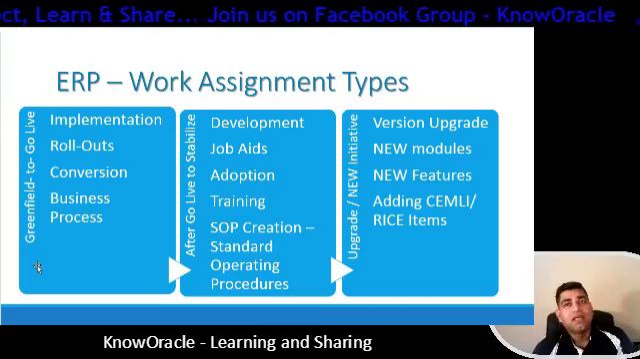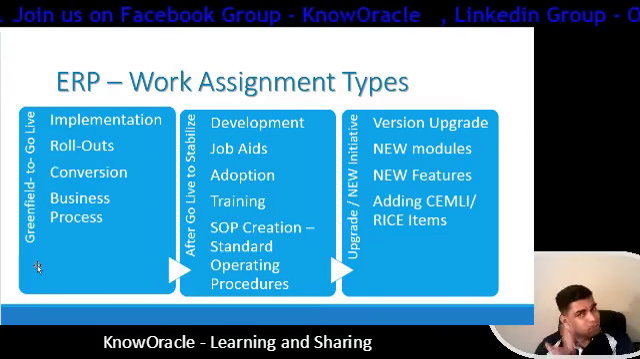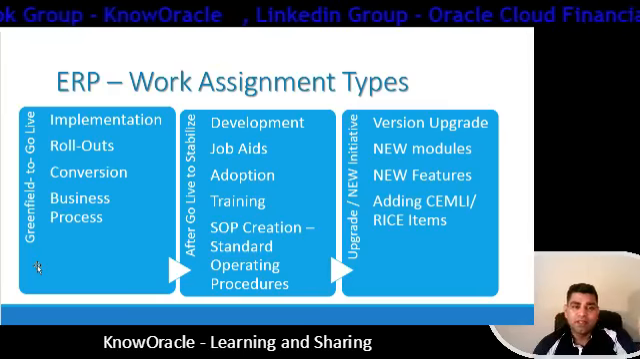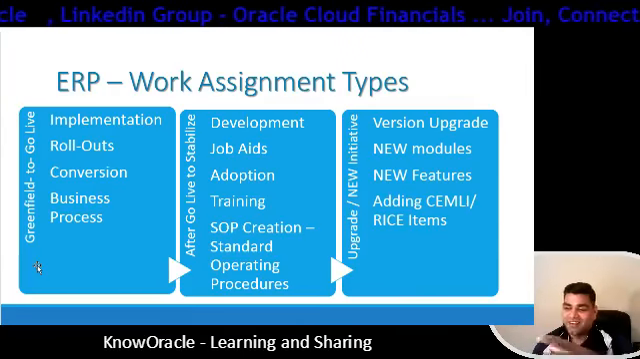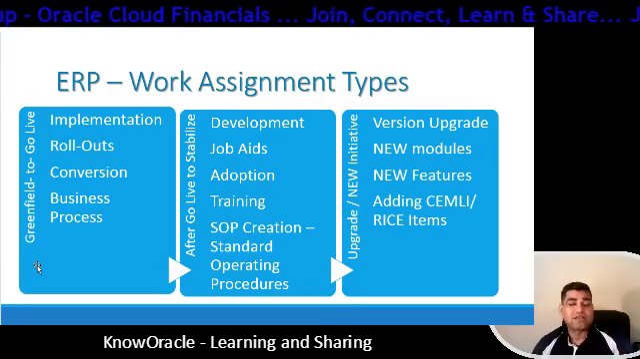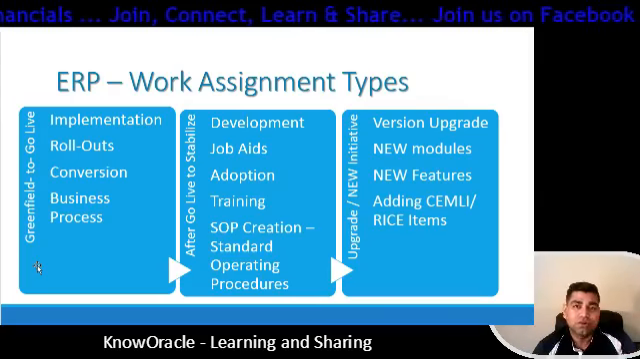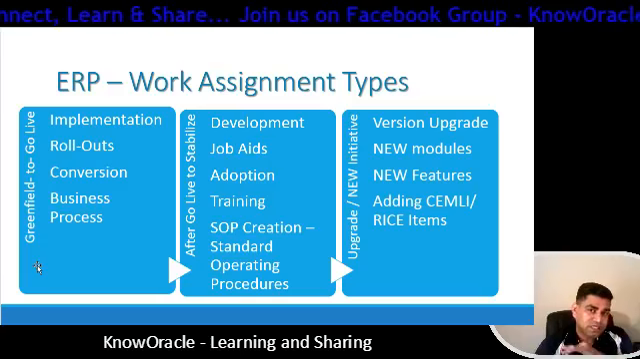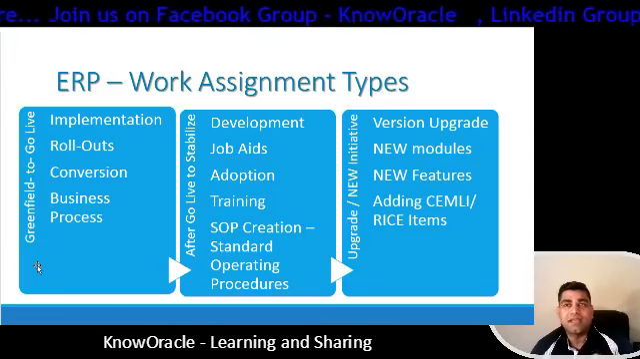And then after 2, 3, 4 years, the company again goes for a version upgrade. It could be a technical upgrade, business upgrade, functional upgrade, hardware upgrade, database upgrade, new modules. The company thinks, okay, now it's time, they are ready for the new functionalities and new modules to roll out. They are ready to test the new features because now they are very well versed with the standard, regular, core features, and then they start adding CAMLY and RISE lists.